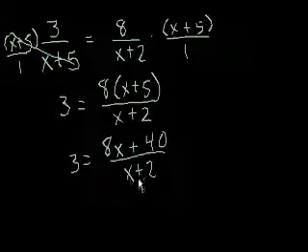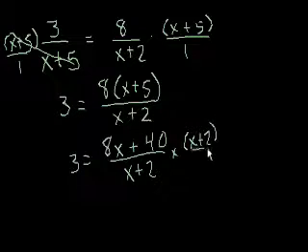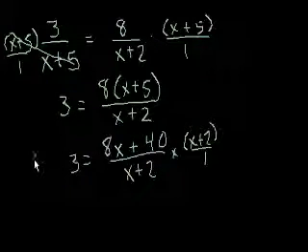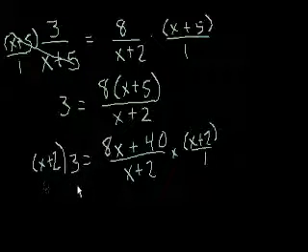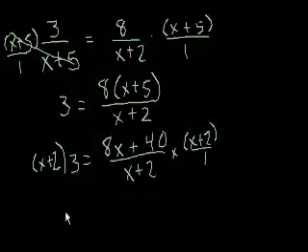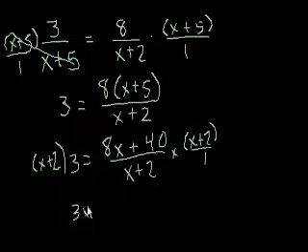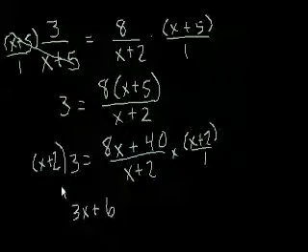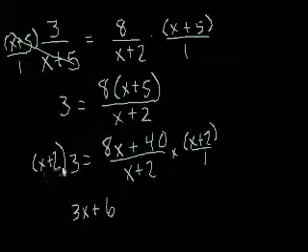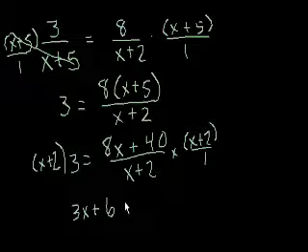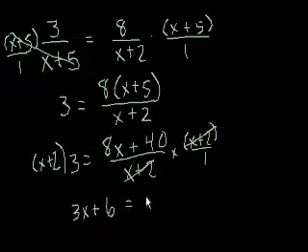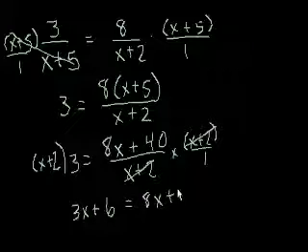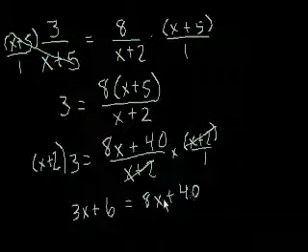Now we want to get rid of this x plus 2, and we can do it the same way. We can multiply both sides of this equation by x plus 2 over 1. We could just say we're multiplying both sides by x plus 2. That 1 is a little unnecessary. So the left-hand side becomes 3x plus 6. Remember, always distribute the 3, because you're multiplying it times the whole expression, x plus 2. And on the right-hand side, well, this x plus 2 and this x plus 2 will cancel out, and we're left with 8x plus 40. And this is now a level 3 problem.